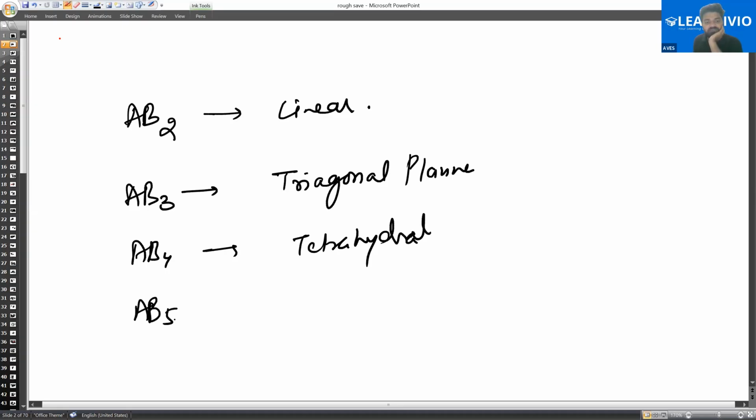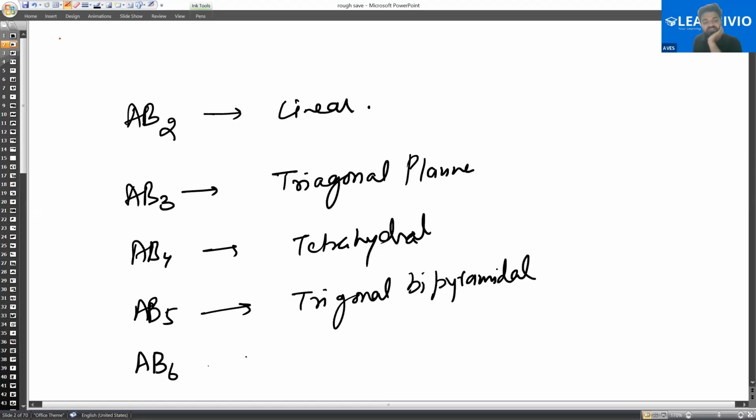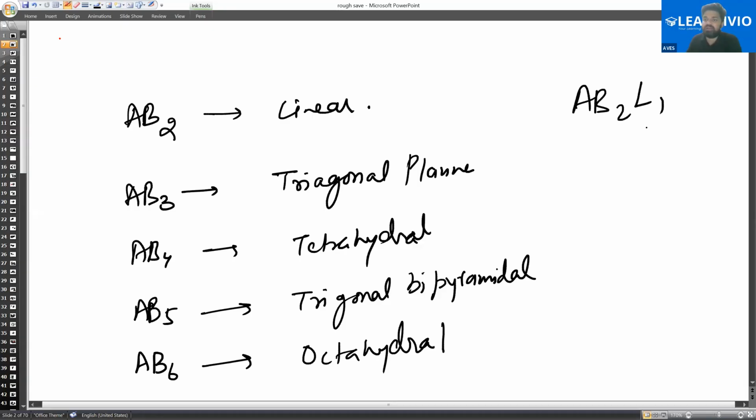AB5 is trigonal bipyramidal. Then we have AB6, which is octahedral. Now remember, in the linear shape, if we are having AB2 but L1, one lone pair, one bond has been removed.